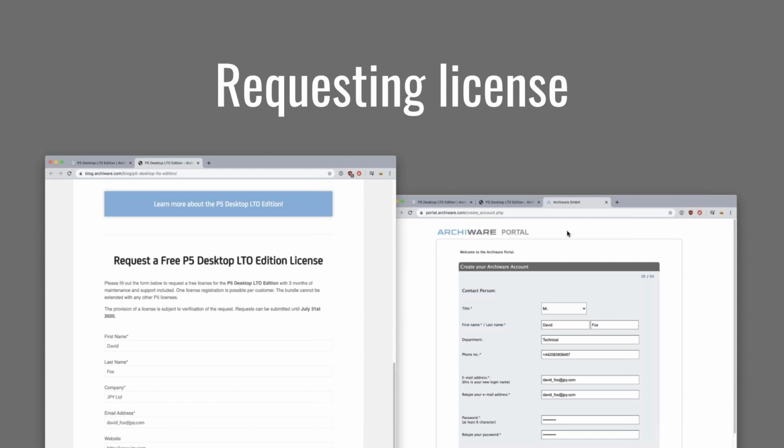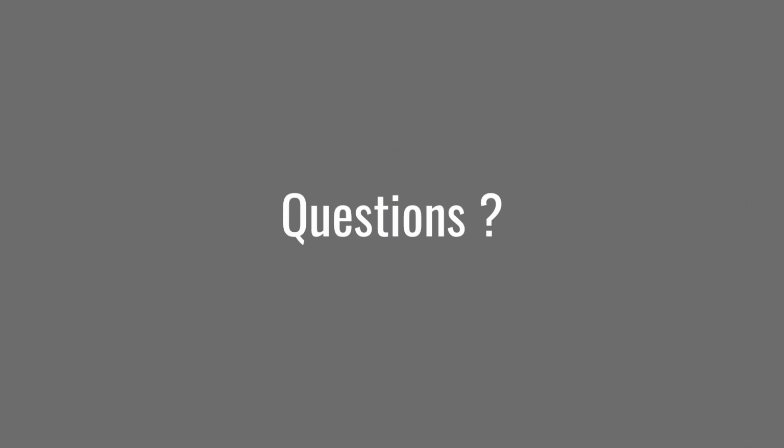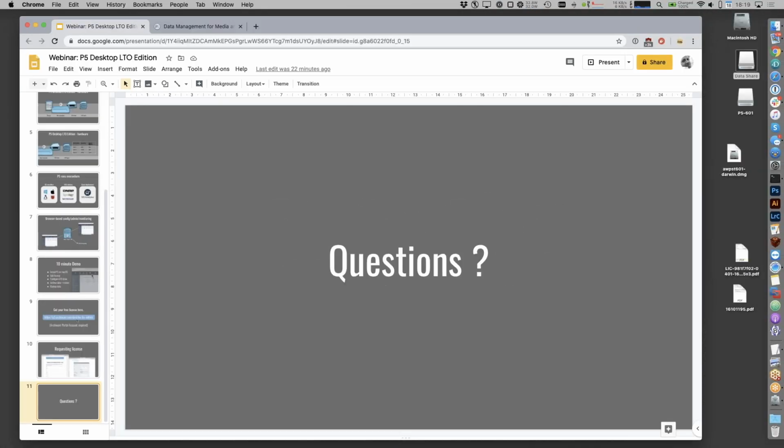Then we have this website called the Archiware portal, which is our license management portal. You'll need to create an account in the Archiware portal and then input the license details and the host ID that I showed you earlier, which comes out of the software once you've installed it. With a combination of those two things, you can generate your permanent key to activate the software. And with that, my presentation has finished.